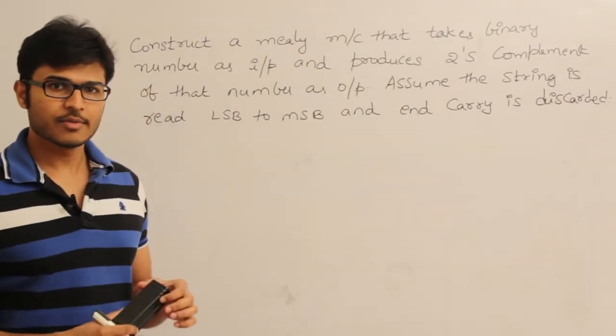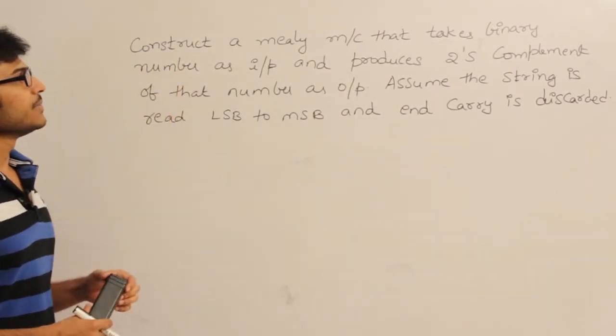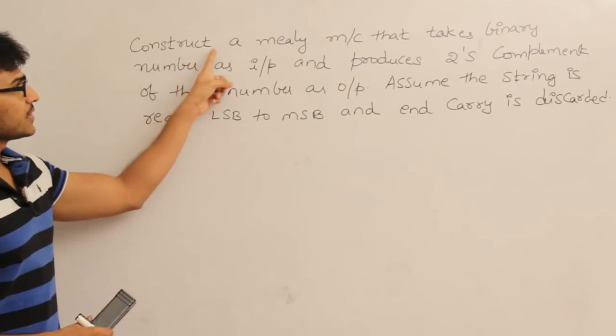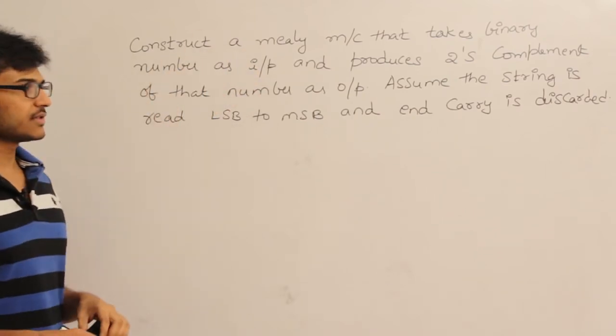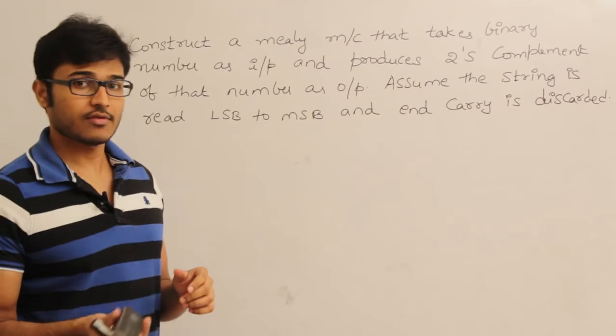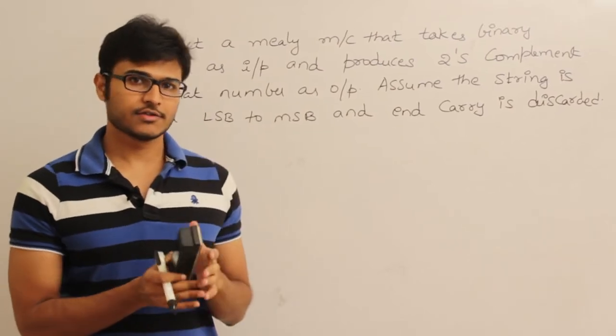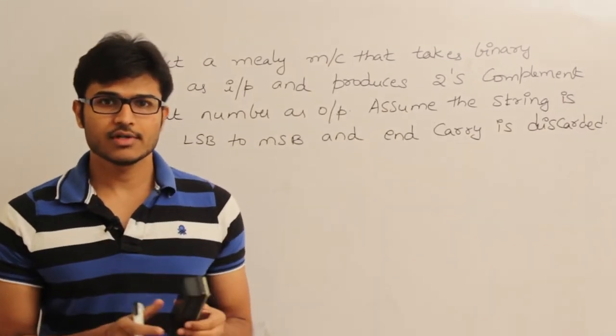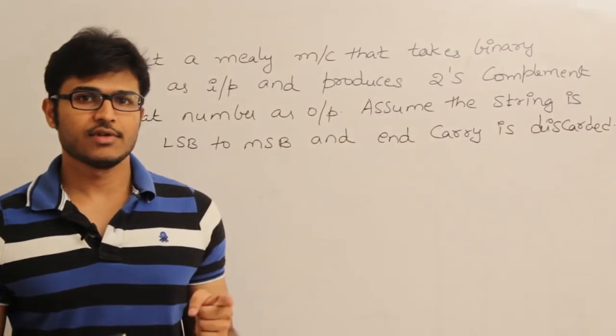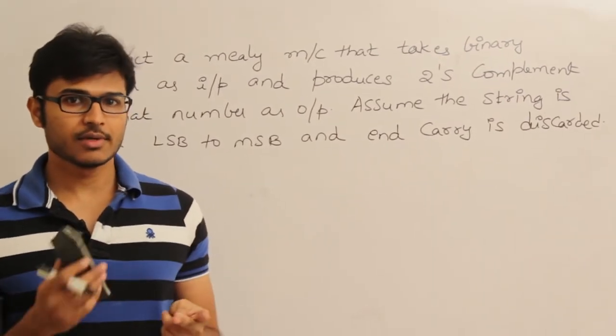Till now we have seen Moore machines. Now let us see a Mealy machine. Now the question is, construct a Mealy machine. A Mealy machine is nothing but, for every state, for every input there will be an output. It is not just that output is associated with the state. For every state, for every input there will be an output.